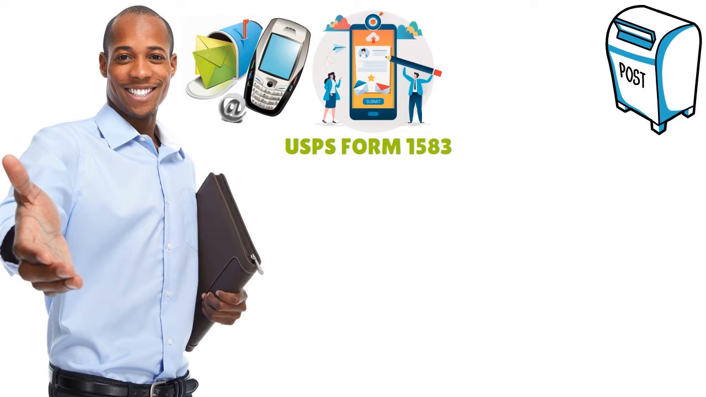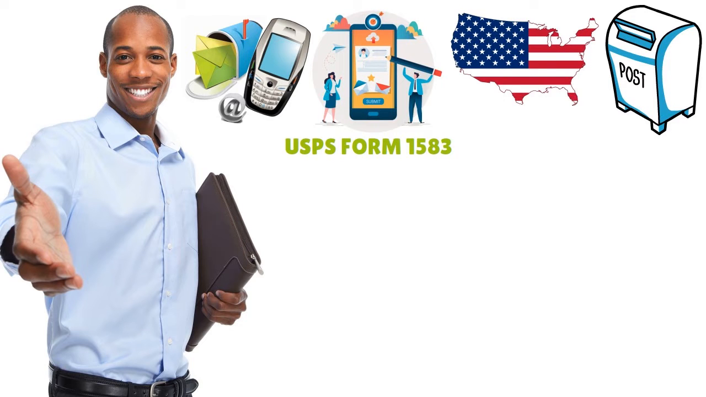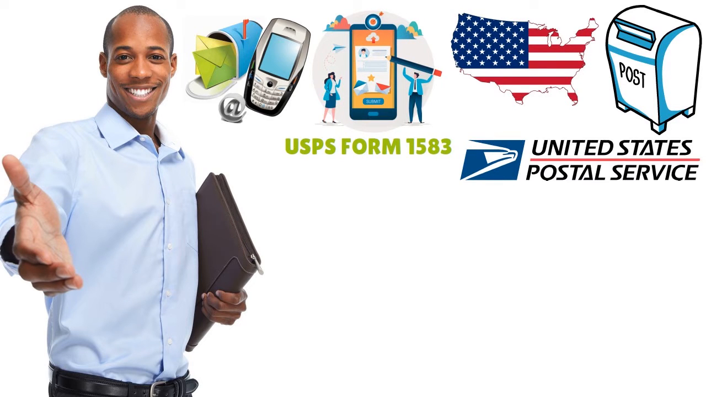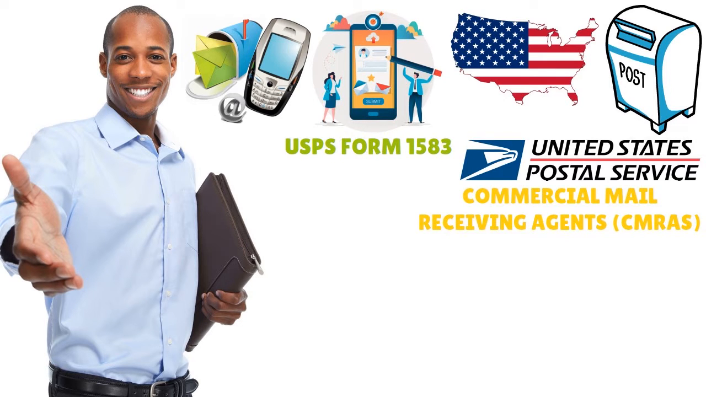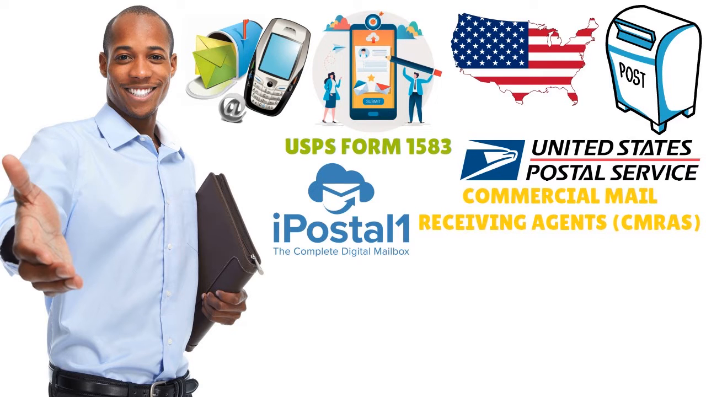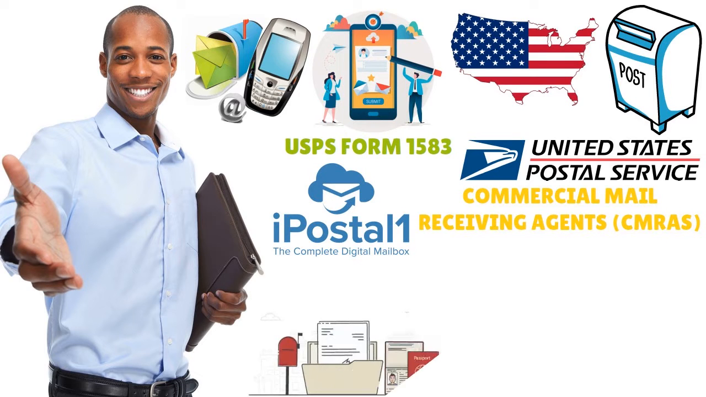So let's first define USPS Form 1583. The US Postal Service regulates how mail can be received and handled. USPS also dictates required procedures for commercial mail receiving agents, or CMRAs, like iPostal1 or Virtual Mailbox, among others. The USPS Form 1583 is used to authorize a CMRA to receive mail on your behalf if you are a customer. It also ensures that a responsible party is linked to the mailbox.